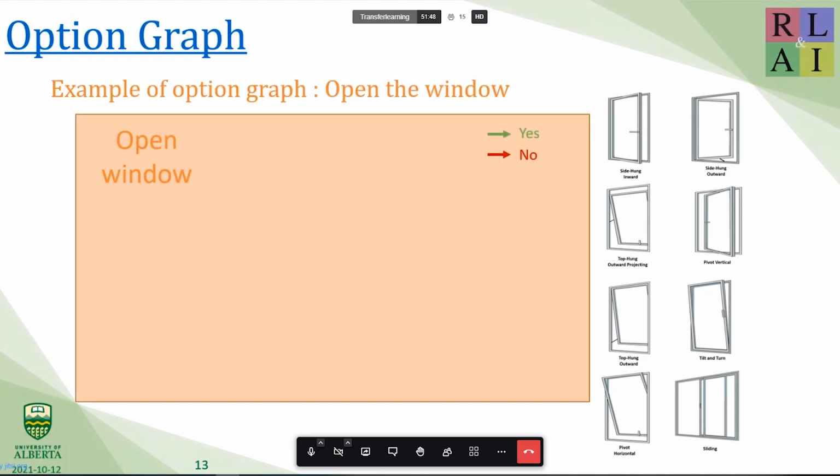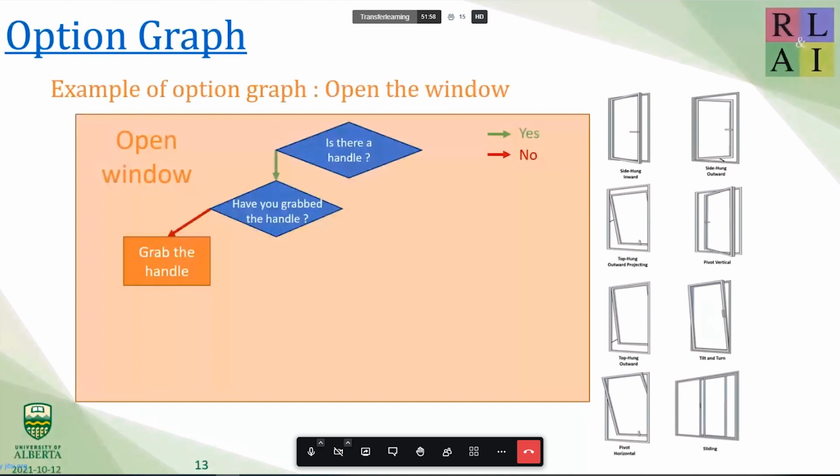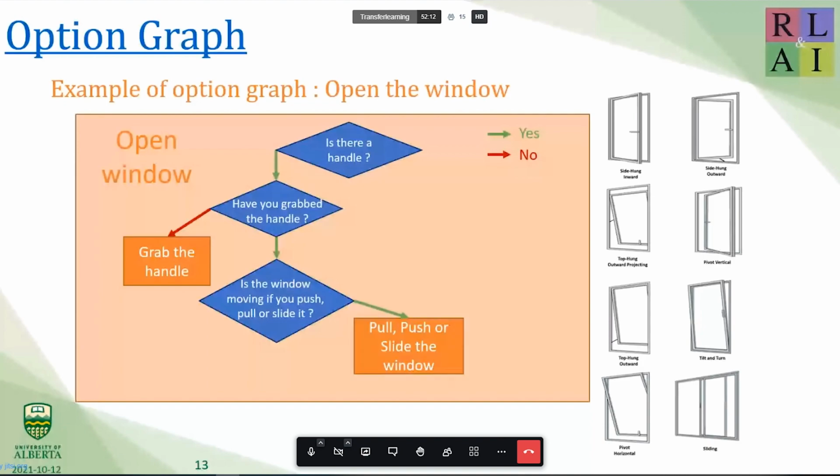Well, for me, it would go something like this. First, look at whether there is a handle. If there is a handle, have you grabbed the handle? If you have not, grab the handle. If you have grabbed the handle, is the window moving if you push, pull, or slide it in any way? If it does, do it. Push, pull, or slide the window to open it. If it does not, turn the handle because maybe the window is just locked.